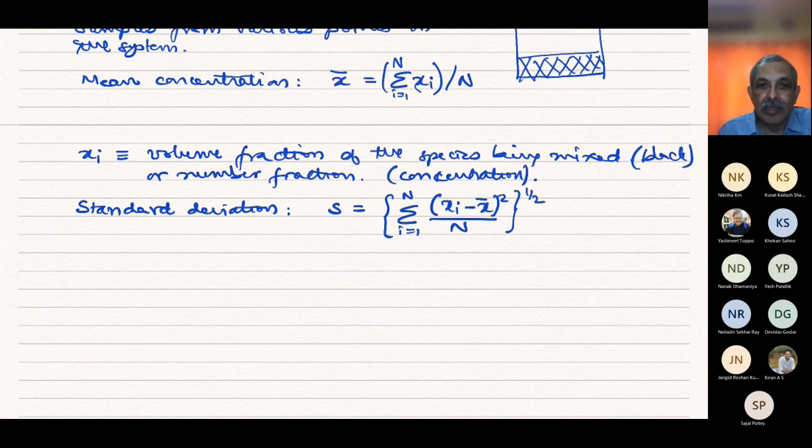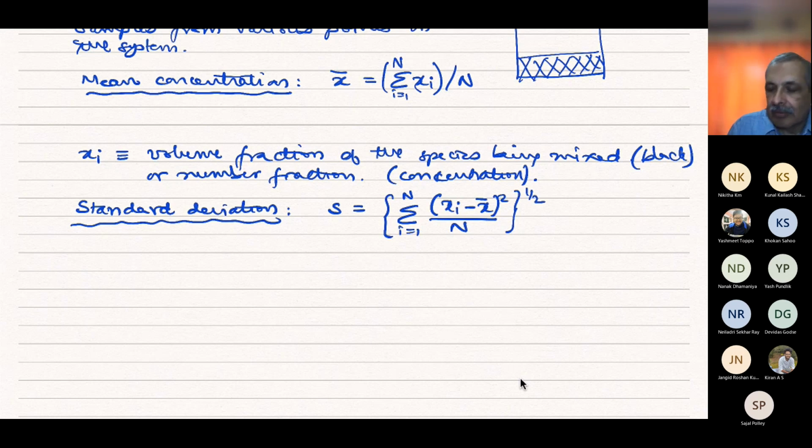So this is your standard deviation. This is one typical way of measuring how well things are mixed. What you'd like is that at long times, of course, you expect that every sample will have a concentration that is equal to the mean value. So that is xi is equal to xi bar everywhere. That is perfect mixing, and then the standard deviation will be 0.